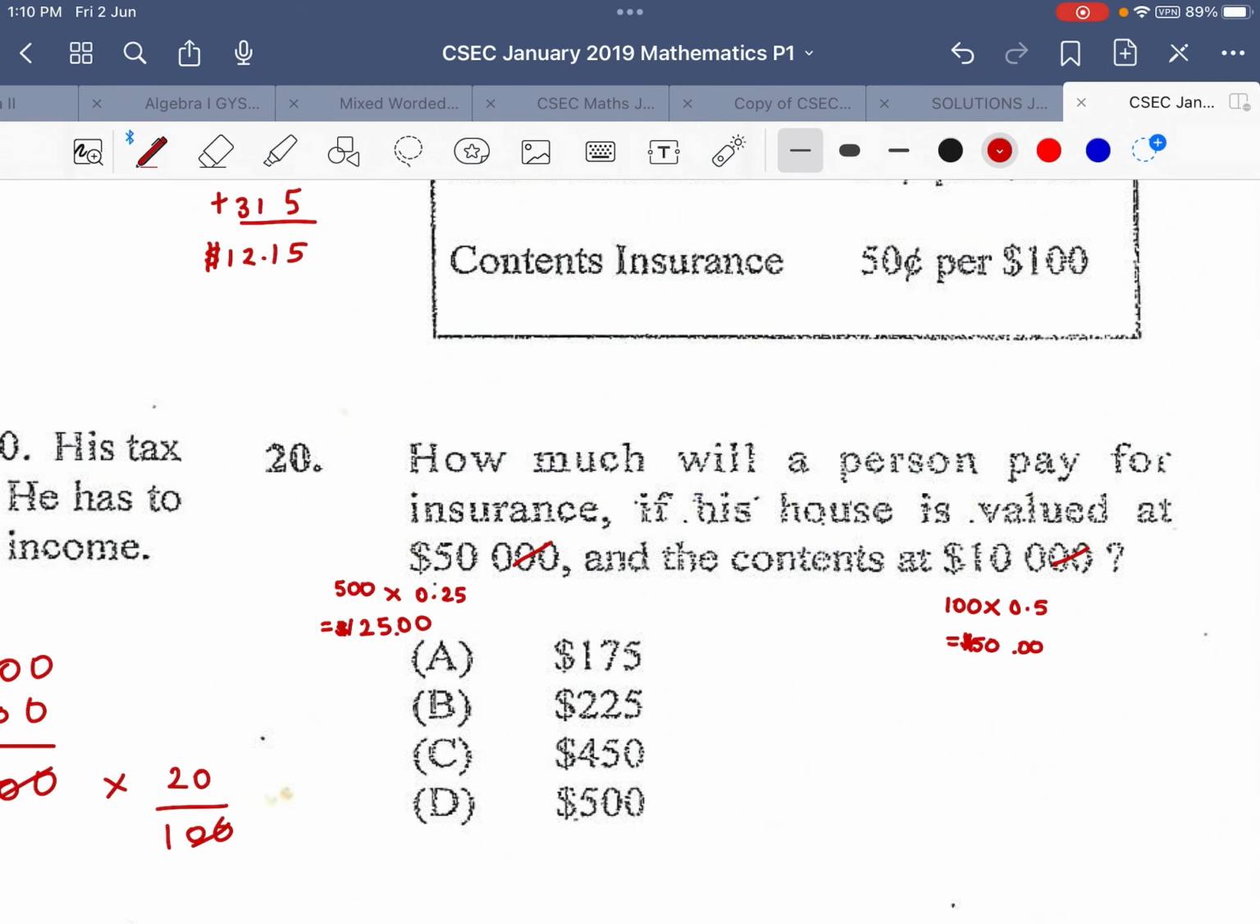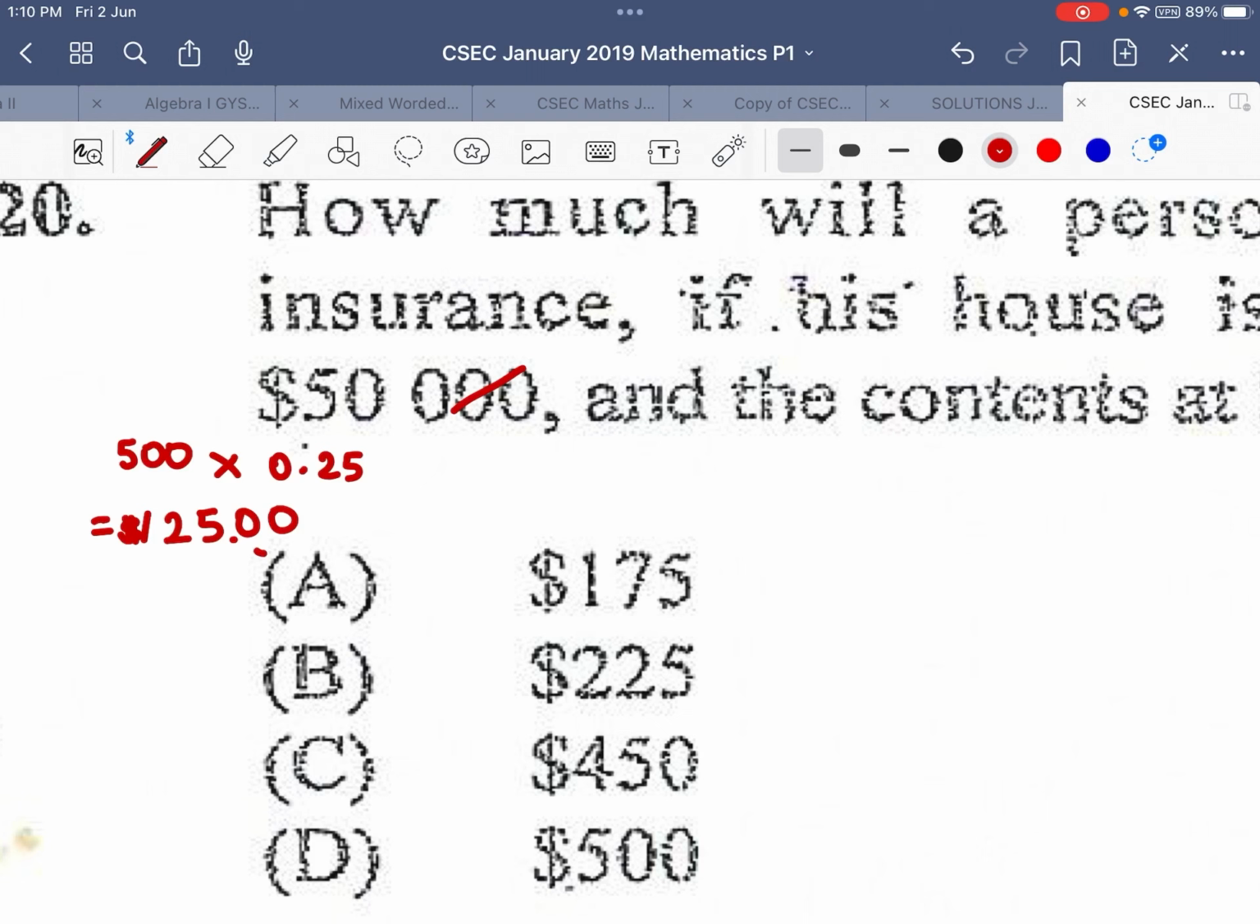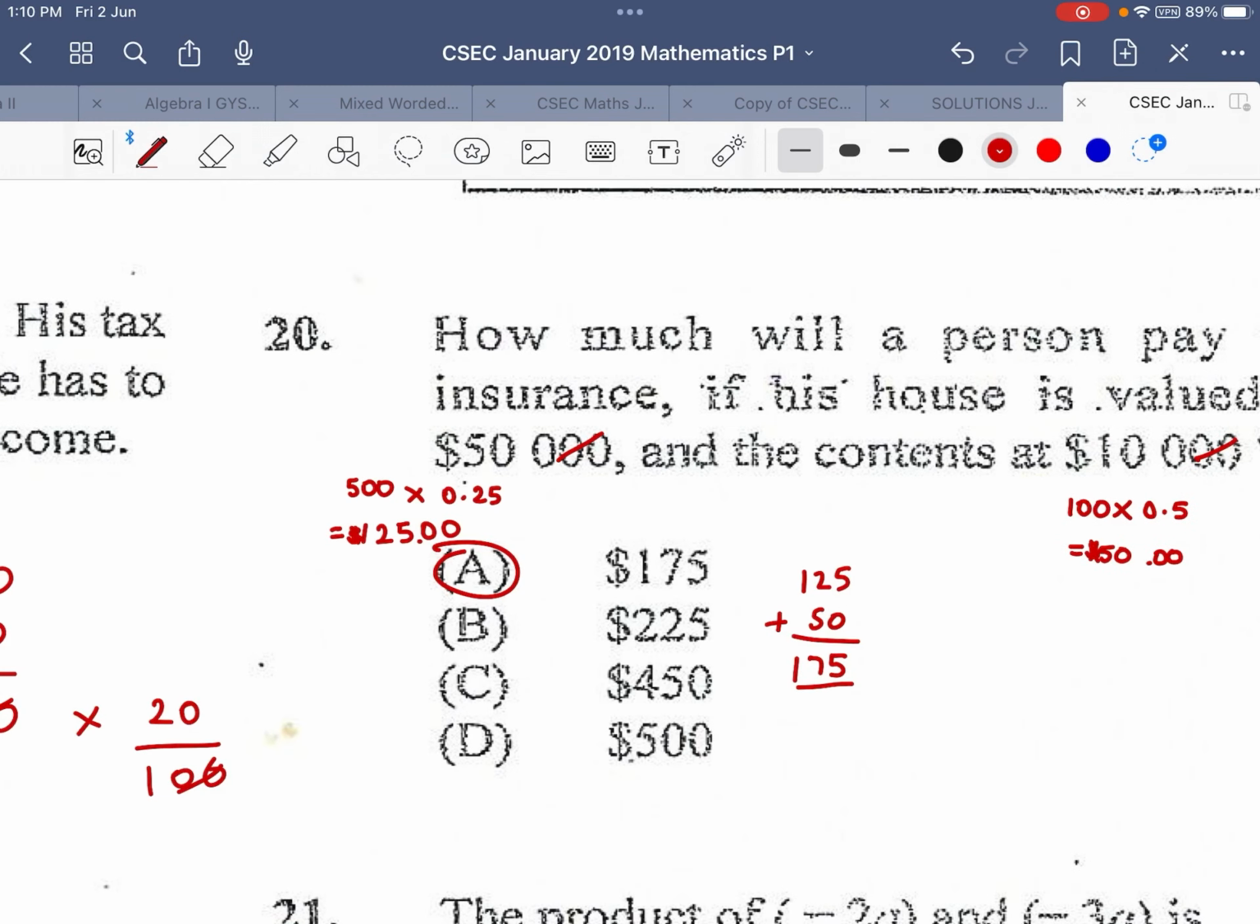So we have 125 plus 50, which is 175, right? Just putting the working here so you can see it. We have 125 plus 50, which is 175.